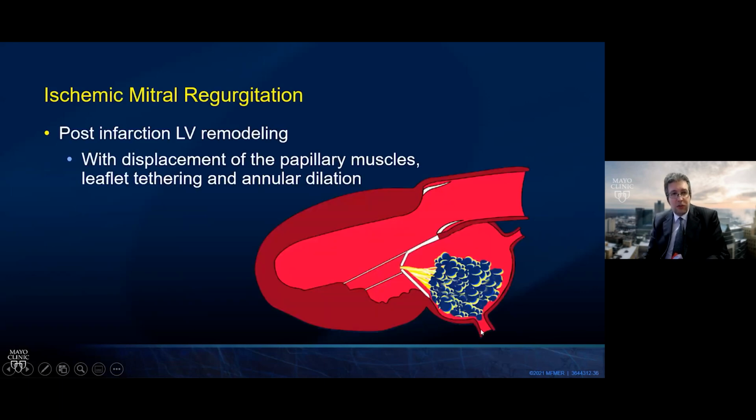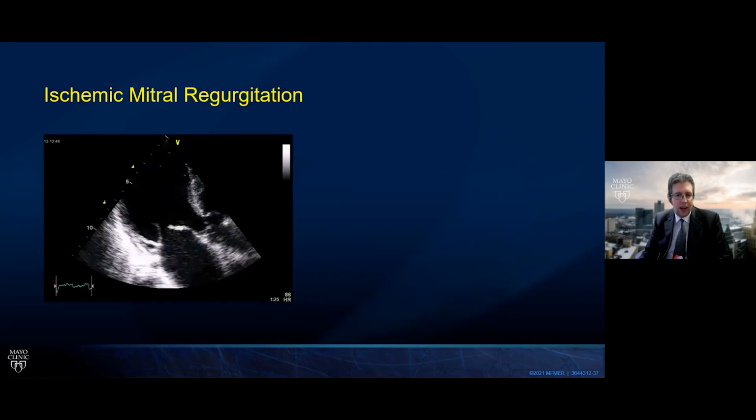Now, ischemic mitral regurgitation is the consequence of LV remodeling. Acutely, this can occur because of ischemia to the papillary muscles, whereby you can have retraction of that mitral subvalvular apparatus and tenting of the mitral leaflets. More chronically, as the LV dilates, you can end up having remodeling of the LV that stretches the mitral annulus and further tents that mitral leaflet by pulling on that subvalvular apparatus.